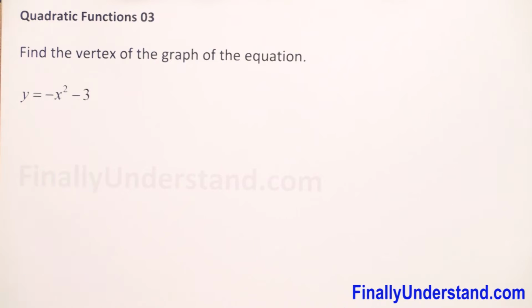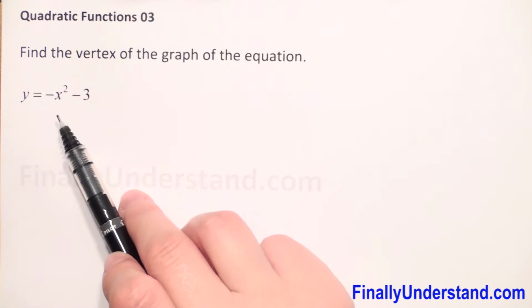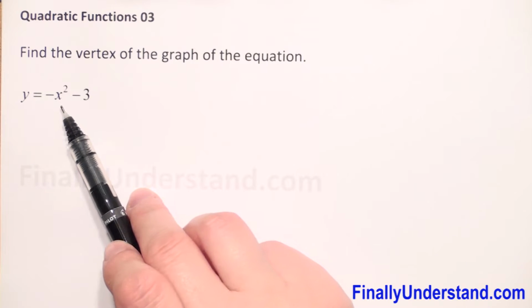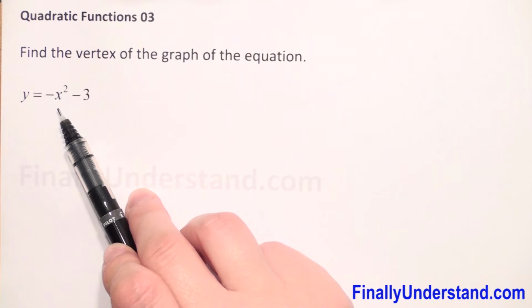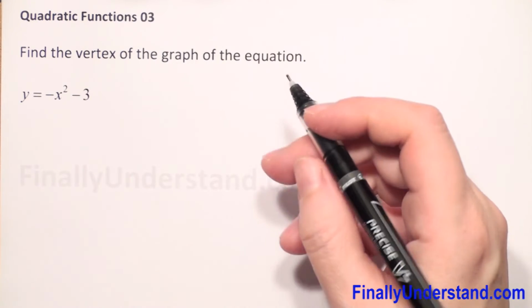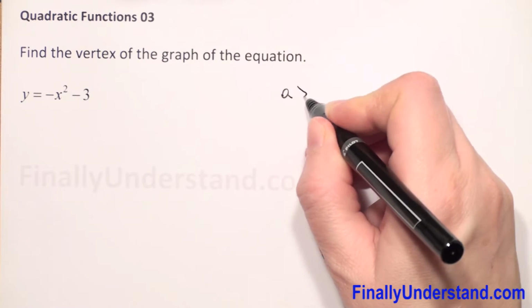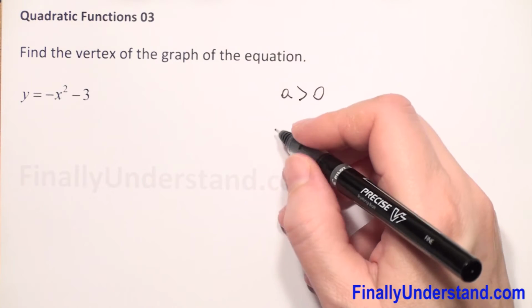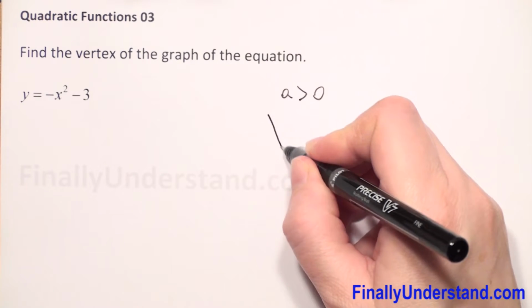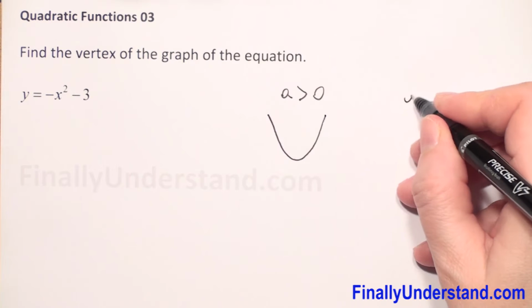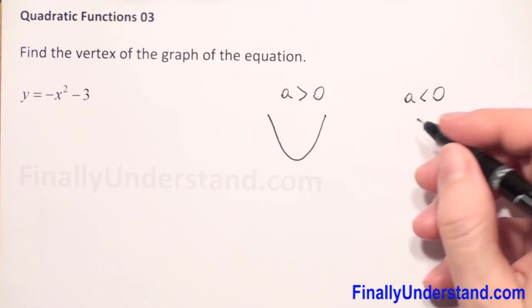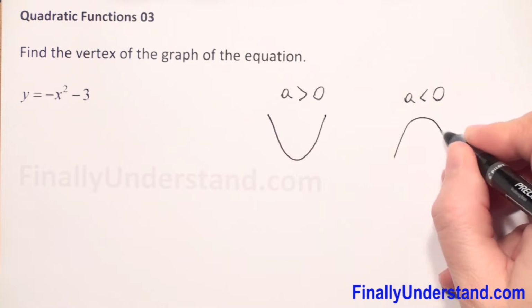We have to find the vertex of the graph of the equation. Because we have here a quadratic function, we know that the graph is a parabola. A parabola can open up or open down. When the coefficient before x squared is positive, a is greater than 0, then our parabola opens up, and when a is negative, the parabola opens down.